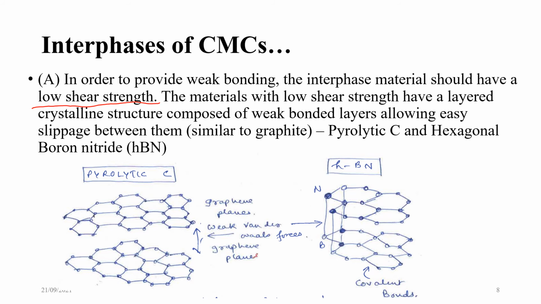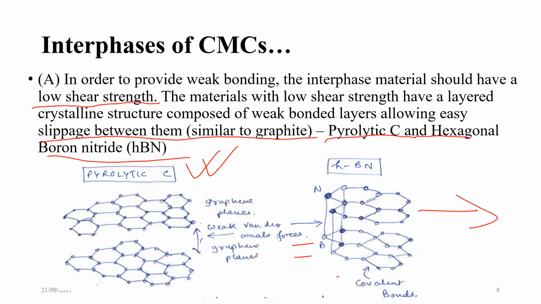The materials with low shear strength have a layered crystalline structure composed of weakly bonded layers, allowing easy slippage between them, similar to graphite. So that means before the crack propagates, there has to be an easy slippage, like pyrolytic carbon and hexagonal boron nitride. What do we see here? On the left it is pyrolytic carbon, that is the graphene planes, which are separated by a weak van der Waals force. On the right hand side, it's similarly hexagonal boron nitride. It's also a similar structure where weak forces are there between the transverse planes. So the planes can slide relative to each other. This is how they can slide.